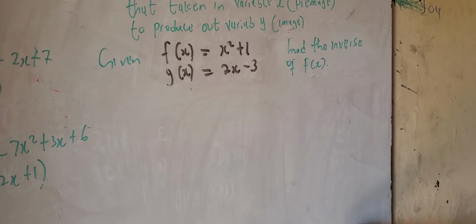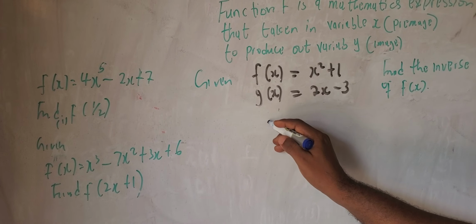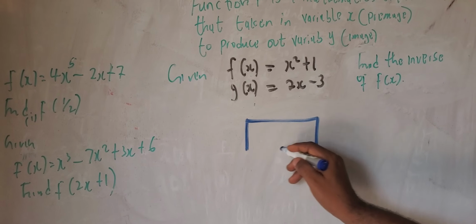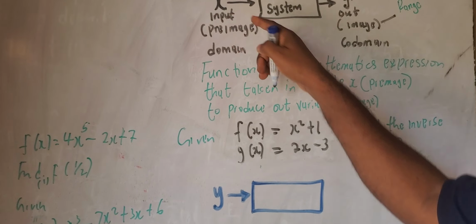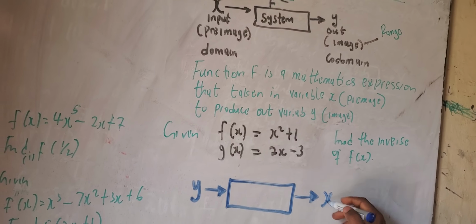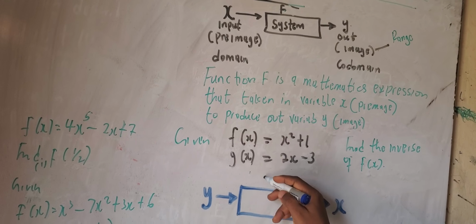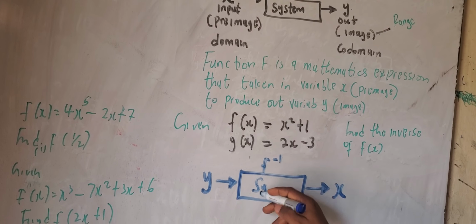When we are dealing with inverse, what this is talking about is this: in the case of an inverse function, our image will become the input instead of x. Then our output will now be x in this case. So instead of having function f, we have it as f raised to power minus 1. This is an inverse function. This is still the system.